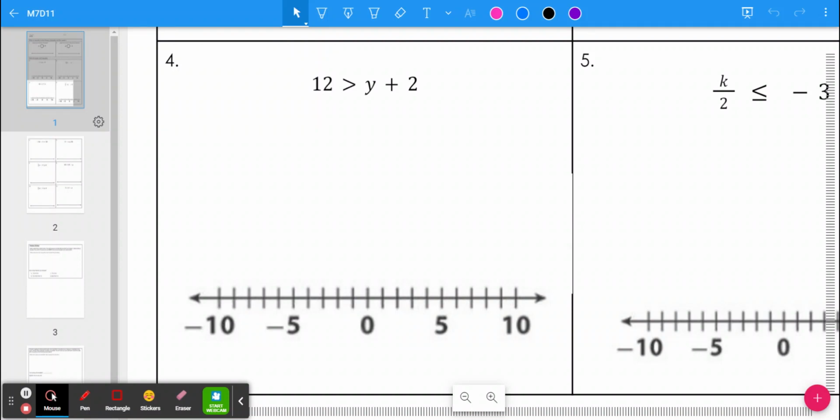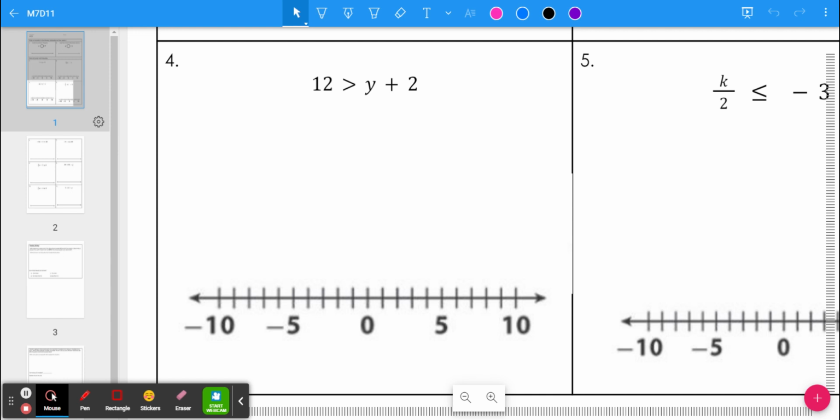Hi, class. So today you guys are going to be reviewing for the test that you will have tomorrow. And I am going to go through a few of the problems with you all, and the rest of the worksheet is to be completed and turned back in before you leave class. So we're going to start with problem number 4.